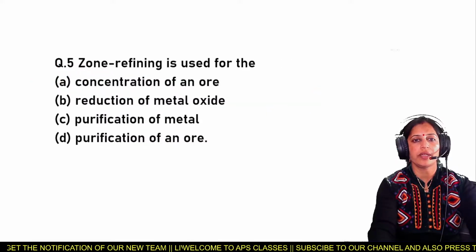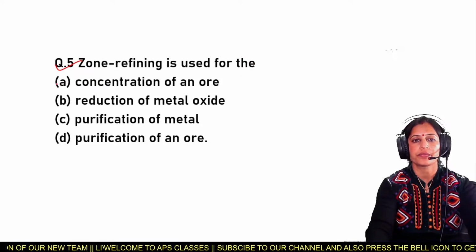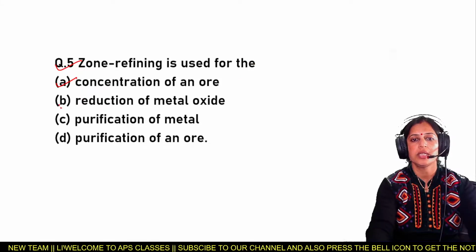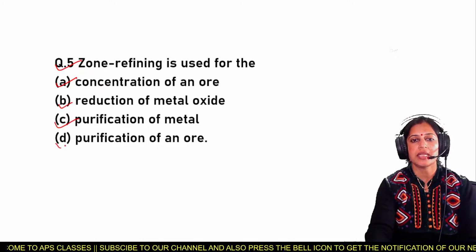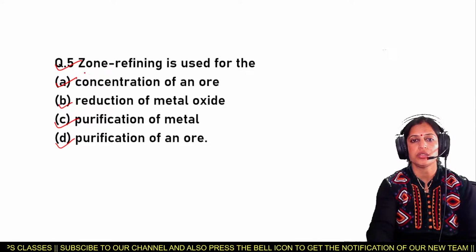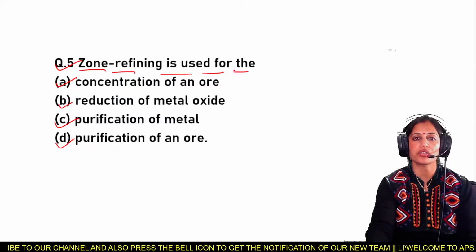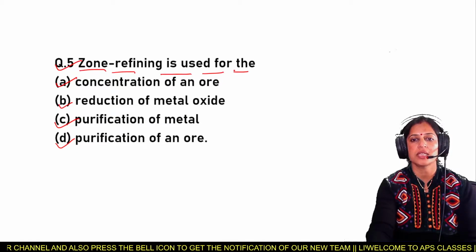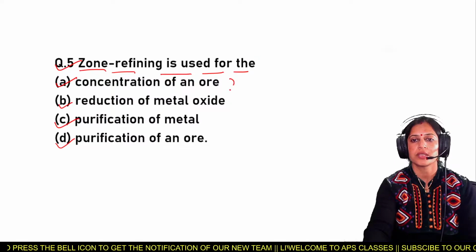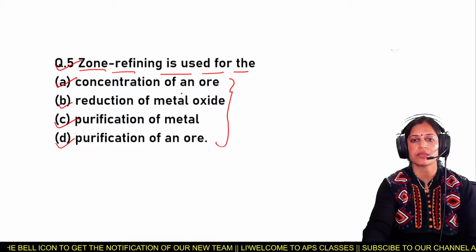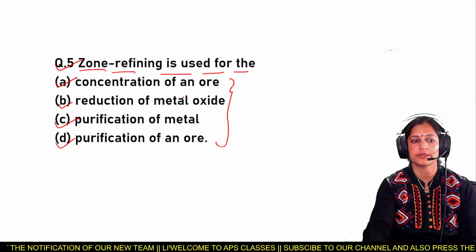Next is question number 5: zone refining is used for the, option A concentration of an ore, B reduction of metal oxide, C purification of metal and D purification of an ore. You have to choose the right answer: zone refining is used for the.